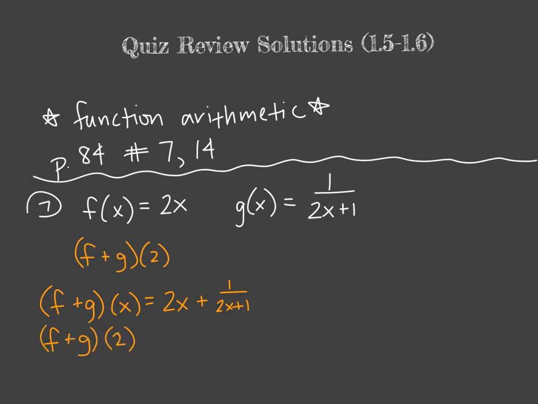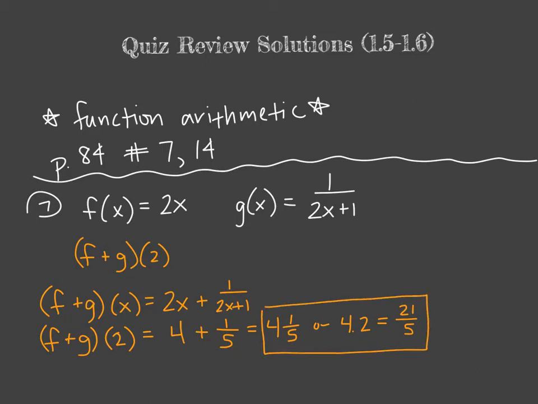When I plug in 2, I'm going to get 2 times 2 here, which is 4. And then down here, when I plug in 2, I'll get 4 plus 1, so 1/5. And so this is 4 1/5, or 4.2. Or you can write it as an improper fraction. So we'll multiply and get 20 plus 1, so 21/5. Those are all fine ways to write your final answer.